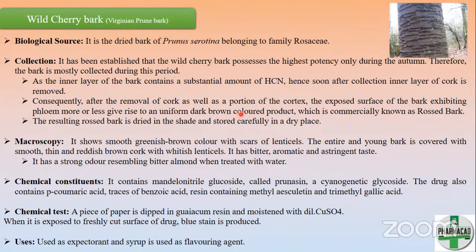After the removal of cork as well, a portion of cortex, that is the exposed surface of the bark, exhibiting phloem, will give rise to the uniform dark colored product, which is commercially known as rossed bark. Now, macroscopy: it has greenish brown color with scars of lenticels. Entire young bark will be covered with smooth, thin, and reddish brown cork with whitish lenticels. It has bitter, aromatic, and astringent taste. It will have a strong odor resembling bitter almond when treated with water.